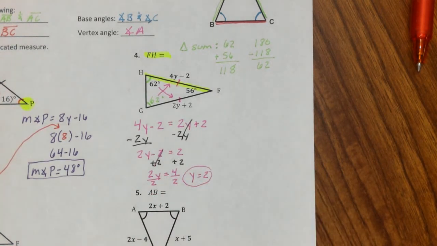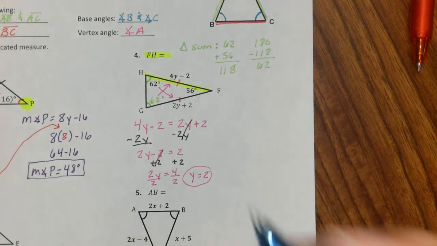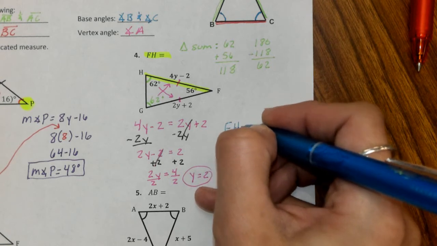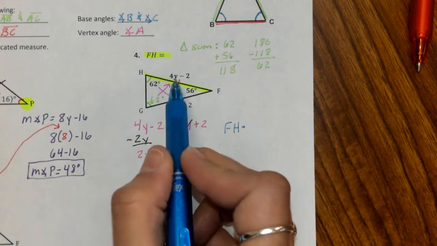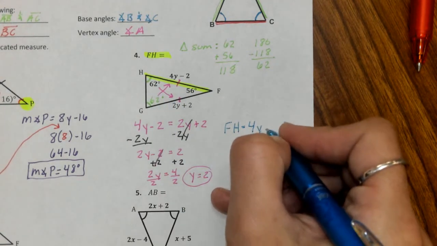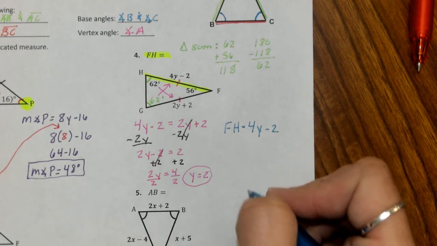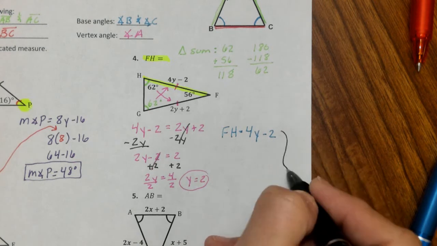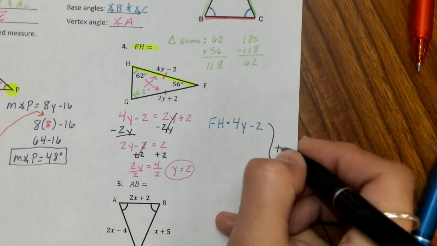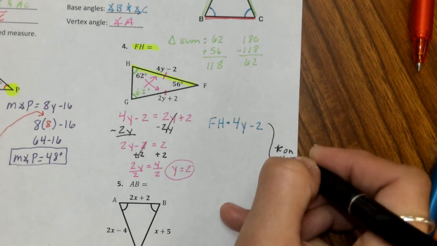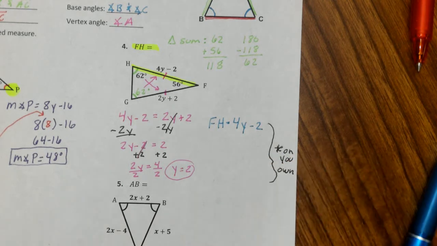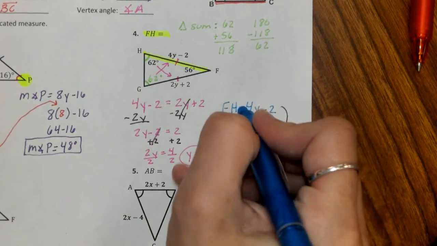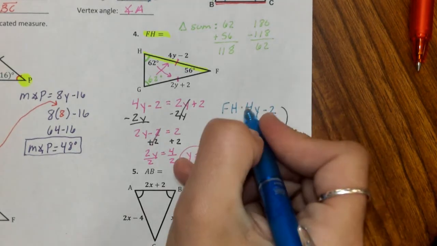Again, we need to use our substitution property, and we need to plug in for the length of FH. The length of FH right here is 4y minus 2. So what I want you to do on your own is go ahead and do the substitution on your own. Okay? And then we can check that in class. Make sure that we're substituting correctly. And this should be an equal sign. Make it look more like an equal sign for you.